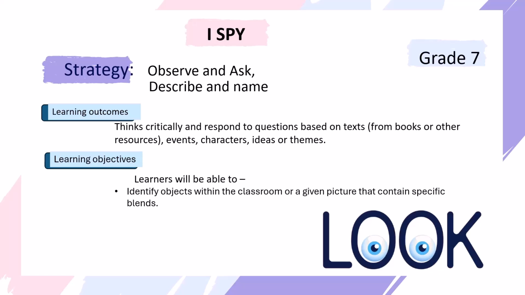Here, the learning outcome focuses on critical thinking based on characters or ideas within the textbook and outside. Learners are also asked to identify objects within their immediate environment, be it in the classroom, in the school premises, or at home, and pick ones that have specific blends.